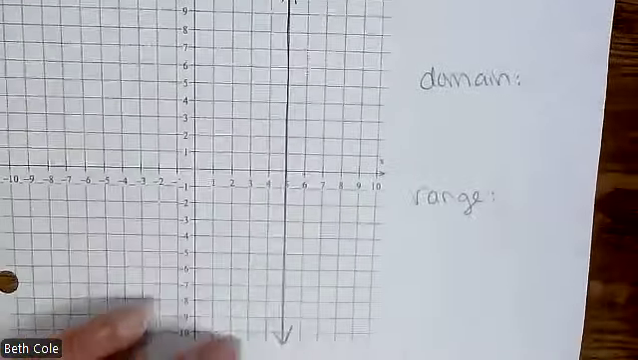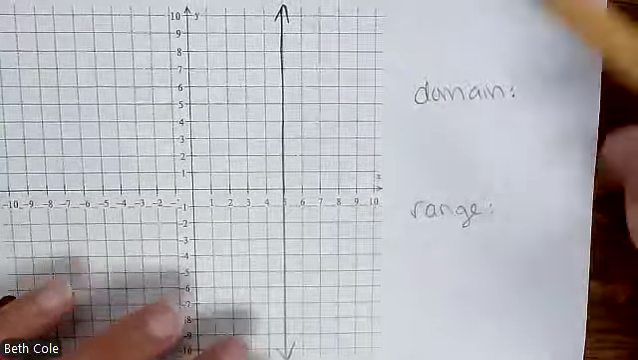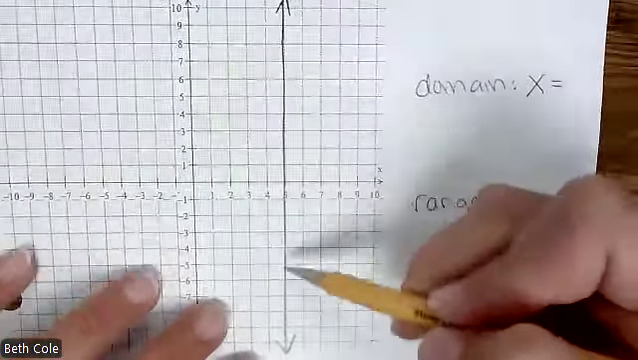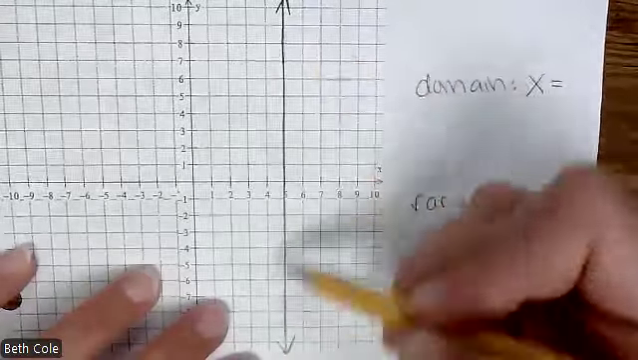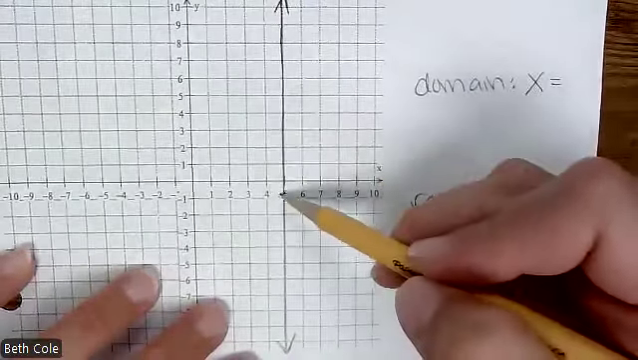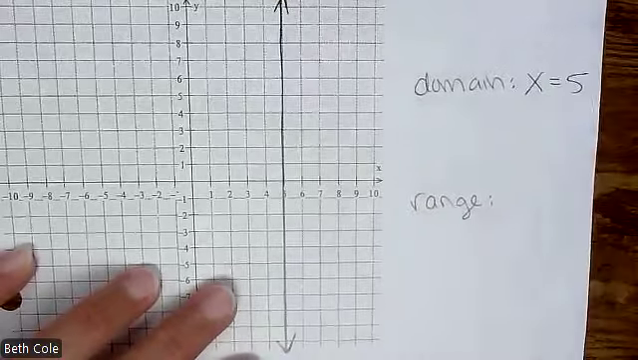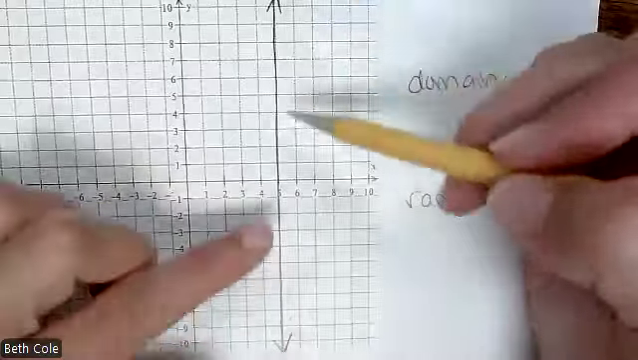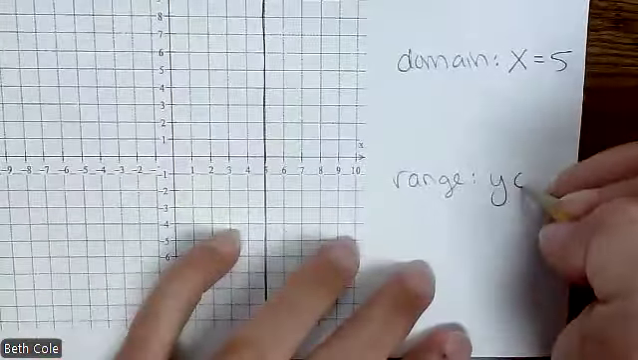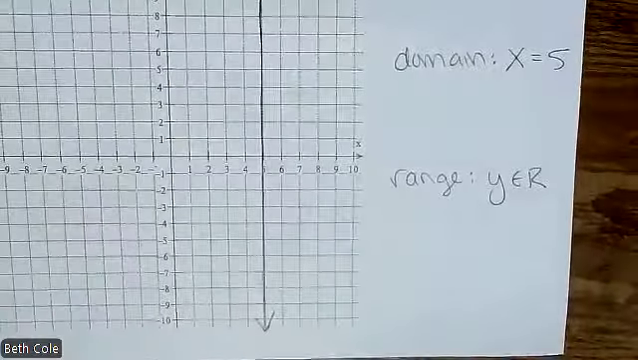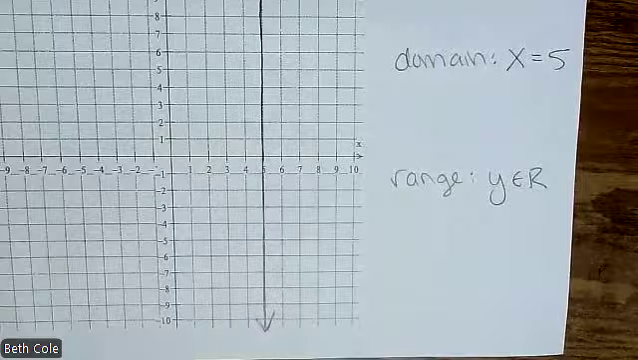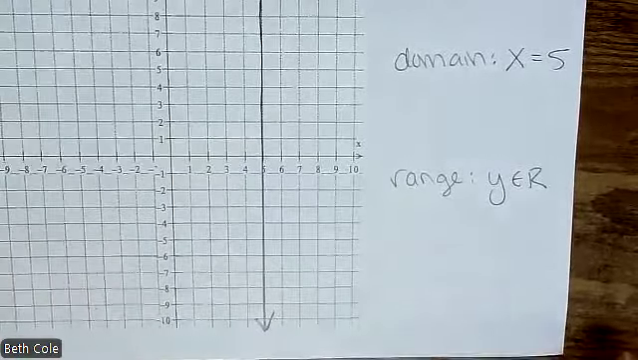For this one, similar, it's still a line, but it's a vertical line. So for your domain, you don't get everything. You only get the one number where this is on the x-axis. So the only x number we get is 5. So it's literally just x equals 5. Range, this does go upwards and downwards forever, so it's going to be all reals. That's how we say that, is all reals. Every real number, R is reals, it goes on forever. That's how that's going to look.